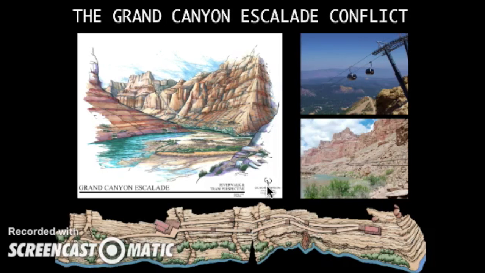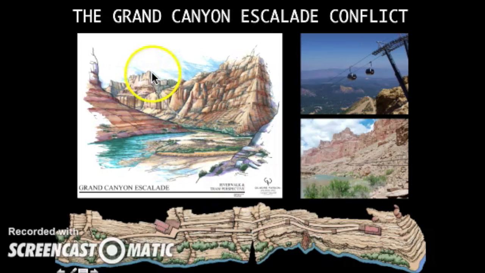To protect the Colorado and the canyon, the secretary must initiate a dialogue focused on the alternatives to the proposed Escalade project, which could provide viable and sustainable economic development opportunities for the Navajo Nation while protecting the Colorado River and national park resources.